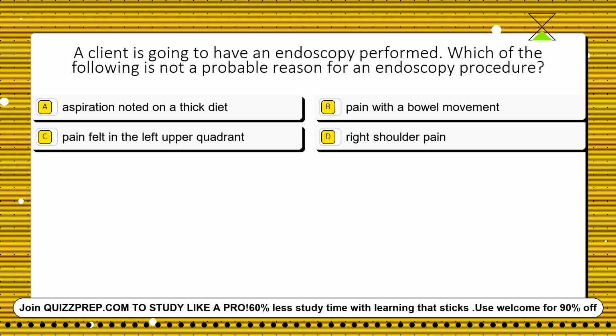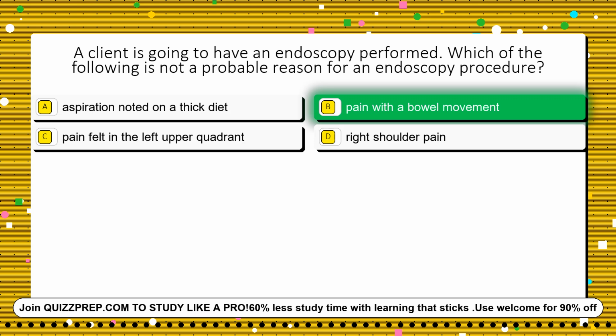Question 2. A client is going to have an endoscopy performed. Which of the following is not a probable reason for an endoscopy procedure? Option A, aspiration noted on a thick diet. Option B, pain with a bowel movement. Option C, pain felt in the left upper quadrant. Option D, right shoulder pain.